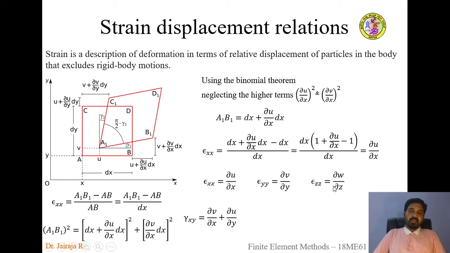Then the three shear strain components can be obtained: gamma xy is equal to dou v divided by dou x plus dou u divided by dou y. Gamma yz is equal to dou w divided by dou y plus dou v divided by dou z. Gamma zx is equal to dou u divided by dou z plus dou w divided by dou x.